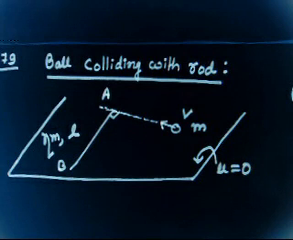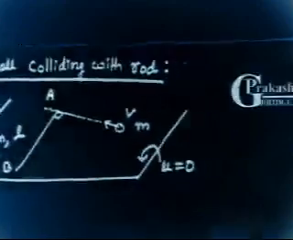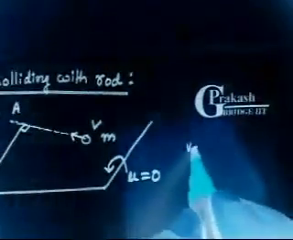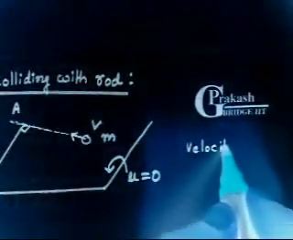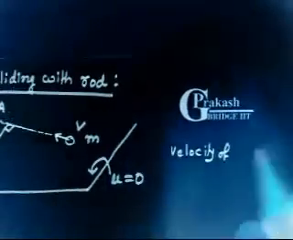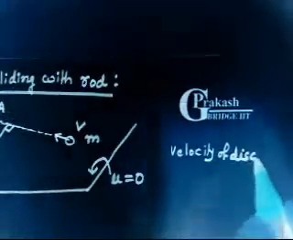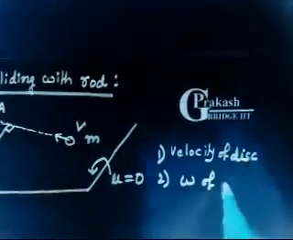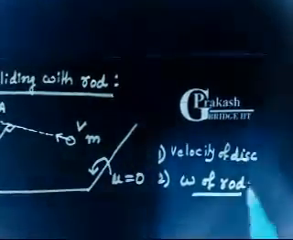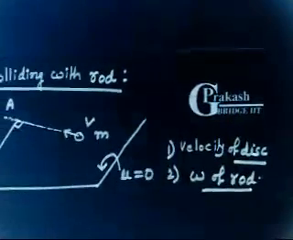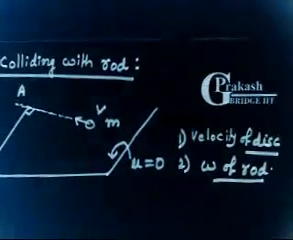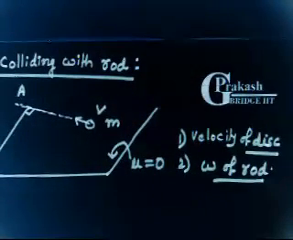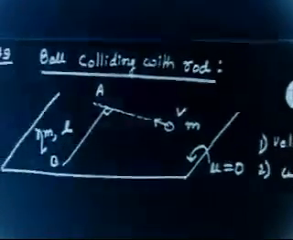Find the velocity of disk and the angular velocity of rod after the collision. So two things we have to find. Velocity of disk, this first thing, and this is omega of rod, angular velocity of rod. There are two things that we have to find. What is the angular velocity of rod and what is the velocity of disk after the collision. So let us discuss. I think all of you have copied this one.